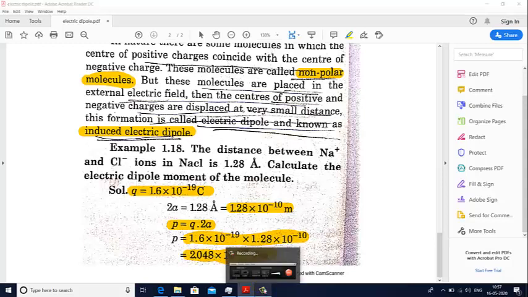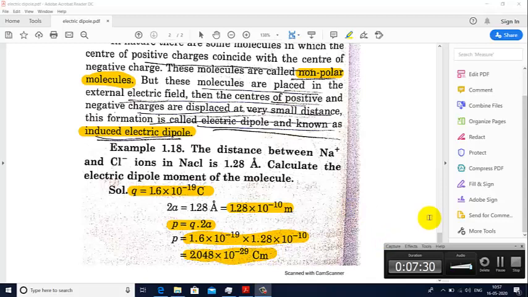So this was an introduction about electric dipole and electric dipole moment.